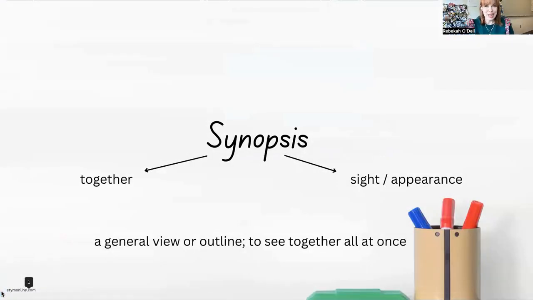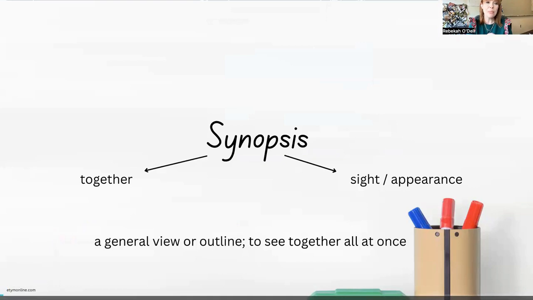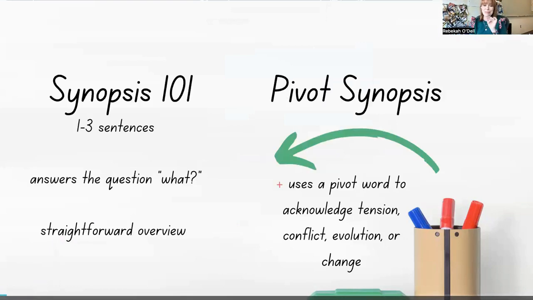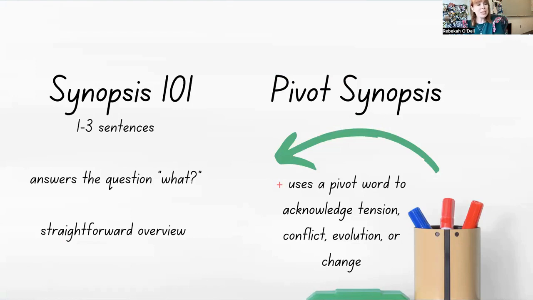So in a previous video, Synopsis 101, check it out if you haven't seen it yet, we talked about how a synopsis is a general view or outline. It enables us to see all together, all at once, what something is about. Today's move does that as well, but slightly differently, with slightly more nuance and slightly more sophistication. In Synopsis 101, we talked about how a synopsis is typically 1 to 3 sentences. It answers the question, what?